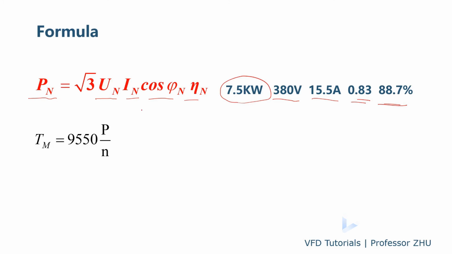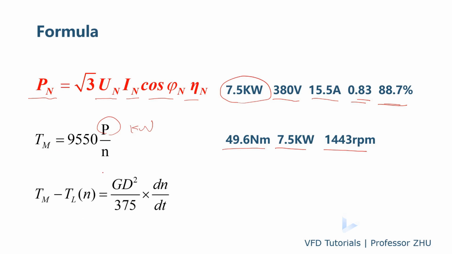Second one is about the torque of the motor. For example, the motor is 7.5 kilowatt, and this is the rated speed. Then you get the torque. So this is the power of the motor. The unit is kilowatt. Here's the speed. Here's the torque.